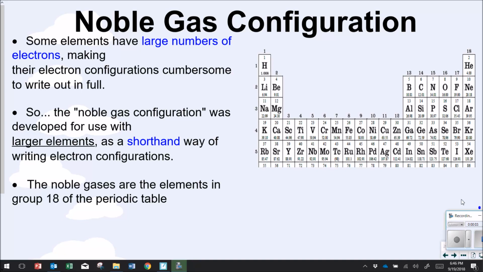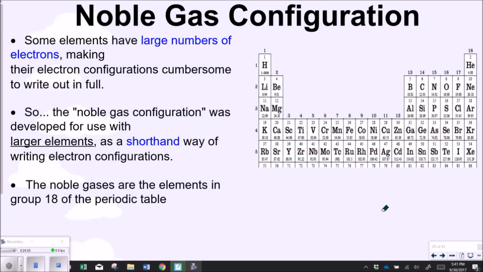Welcome back. Today we are looking at a few more concepts over electron configurations. Again, have your periodic table with you. The noble gas configuration was developed for use with the larger elements as a shorthand way of writing electron configurations. The noble gases are the elements in group 18 of the periodic table. So here they are over here.